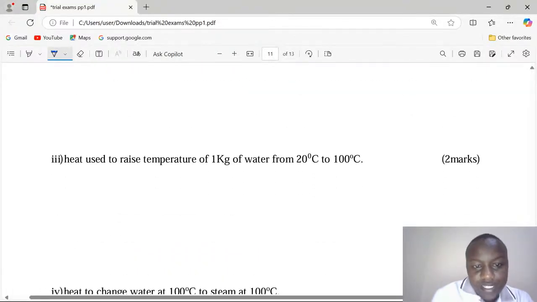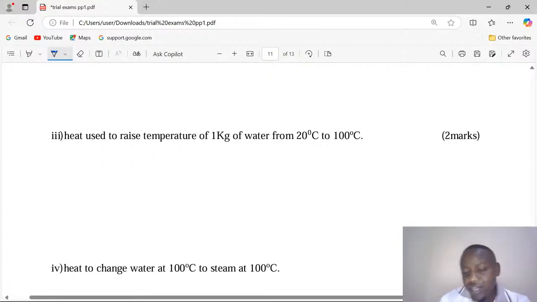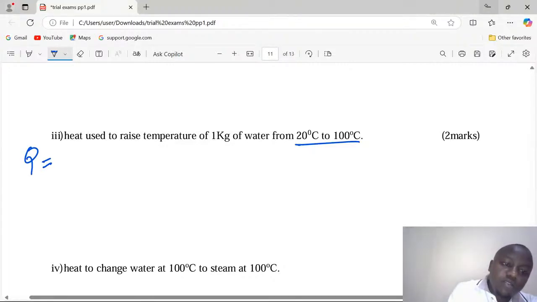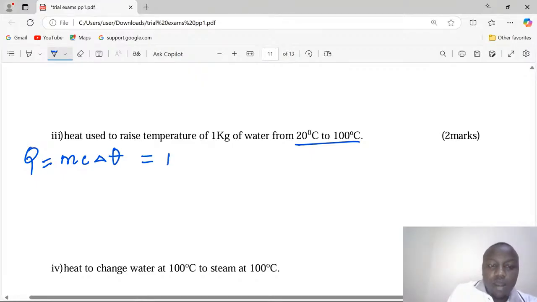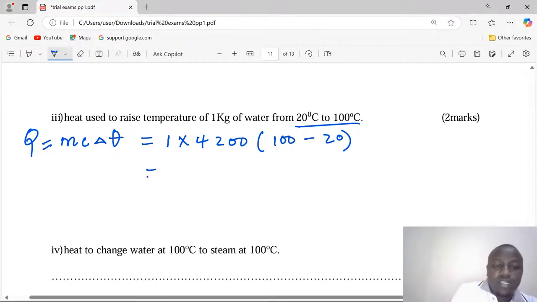Heat used to raise the temperature of 1 kg of water from 20 to 100. For water, the quantity of heat will be given by mass times specific heat capacity times change in temperature. So it will be mass 1, times 4200, times 100 minus 20. This is going to give us, after the computation, 33,600.